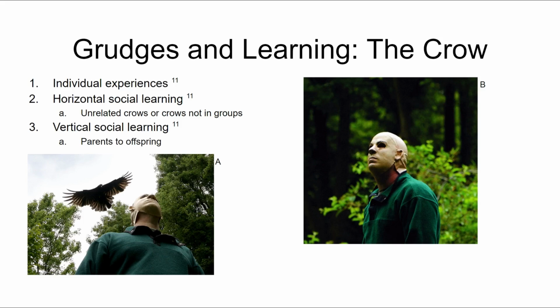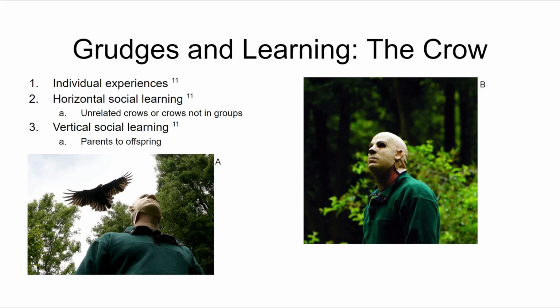The second way is through horizontal social learning. A crow unrelated to the one trapped sees the crow being trapped and how the other crows react to it. Once they see that, they associate the actions done and scold the human they saw trapping the crow.